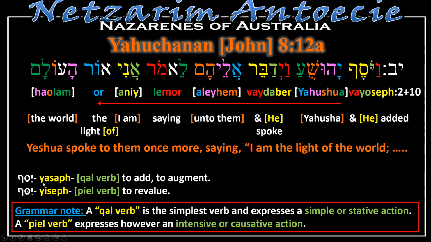And if we look down here, I've given you yasaf. It's a kal verb, to add, to augment, or yisef as a piel verb, it means to re-evaluate. I'm just giving you that extra little bit, just to show you how it can be used as a piel verb, right? So, and he added Yahushua, vayedaber, and he spoke, perfect form because of the vav and the yod, alehem, unto them, lemor, saying, ani, I am, or, the light, ha'olam, of the world. So we have the translation. Yeshua spoke to them once more, saying, I am the light of the world.